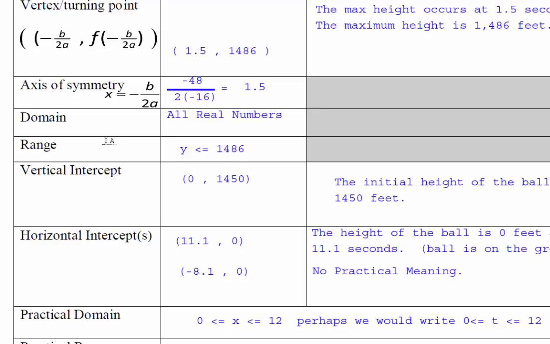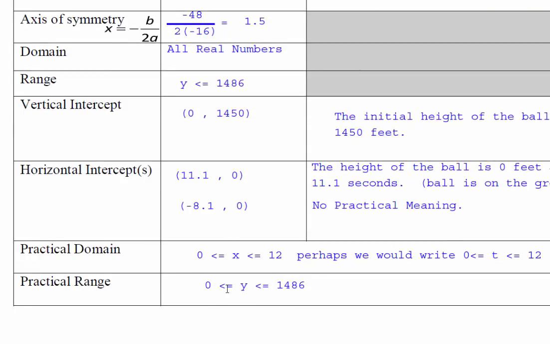And notice how this differs from my actual range, right? So the range, we said y could be any number less than 1,486. So remember, that means this y for the range could be -10, -1,000, -1,000,000. Whereas the practical range, we're saying, listen, the ball's going to hit the ground and stop at 0. It's not going to go negative. So the range, all the possible heights that make sense in the context of this problem, would be between 0 and 1,486 feet.